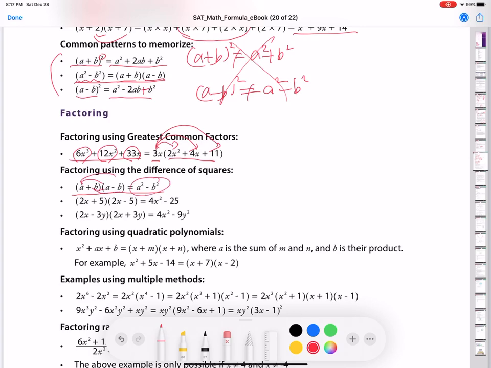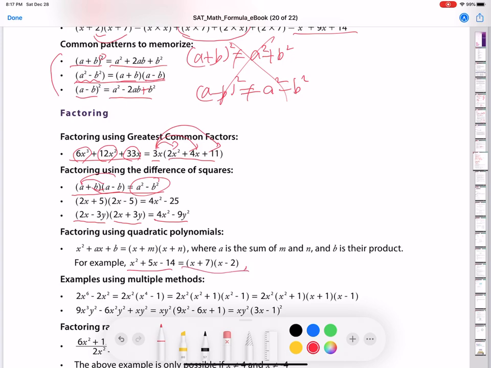So (a plus b) times (a minus b) is always a squared minus b squared. For example, (2x minus 3y)(2x plus 3y). A is 2x, b is 3y, so a squared minus b squared is 4x squared minus 9y squared. And then you know how to factor this, right?